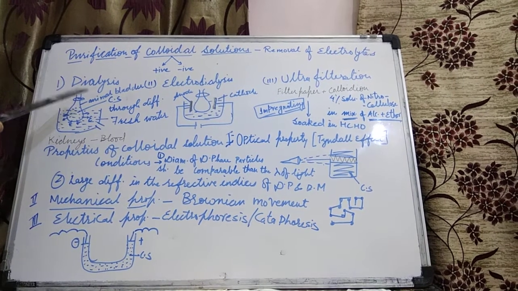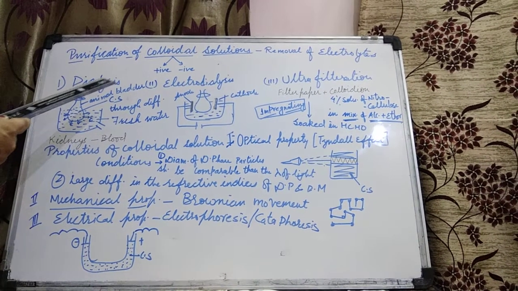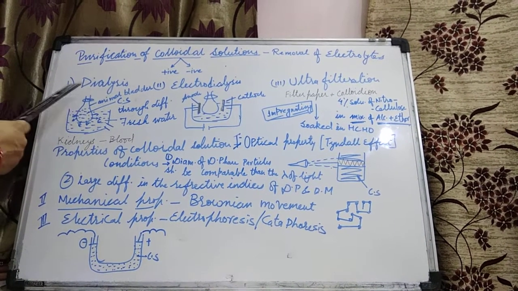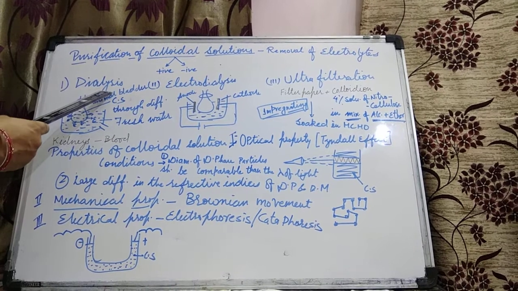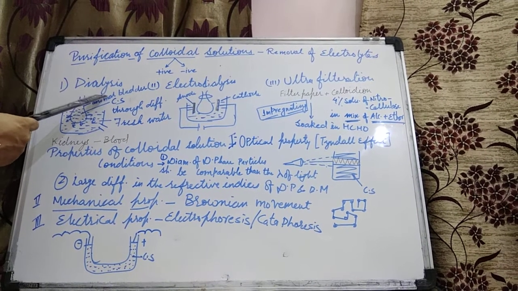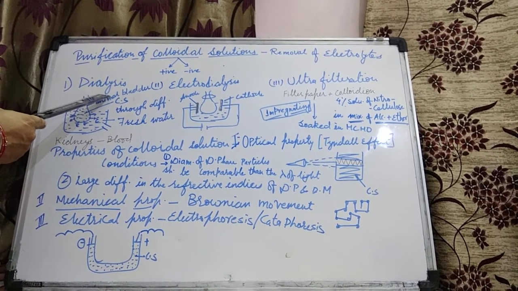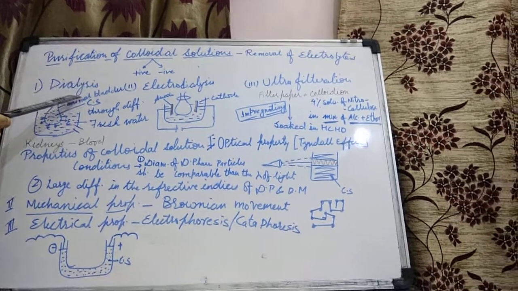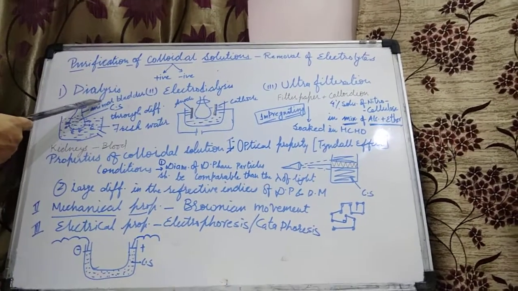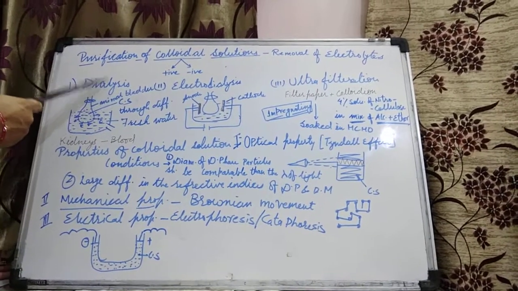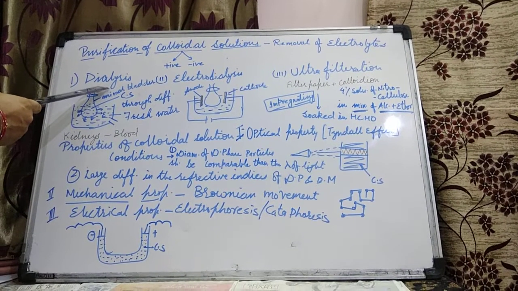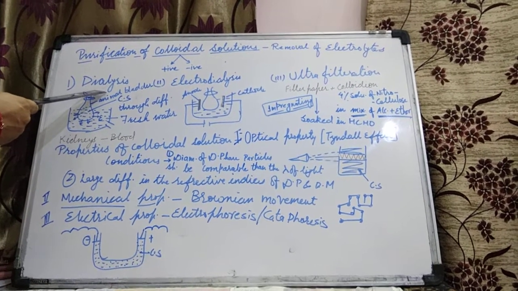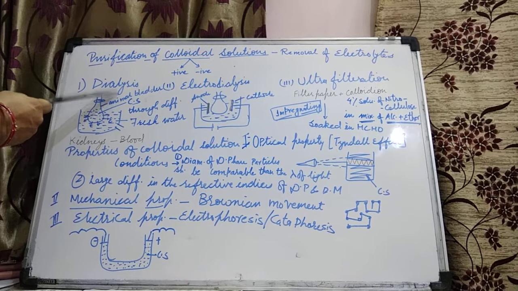So I'm taking different processes for the removal of electrolytes. The first process we are taking is dialysis. I think you all have heard this term dialysis. In kidney failure cases, dialysis is done. So how is dialysis done for the purification of colloidal solution here?